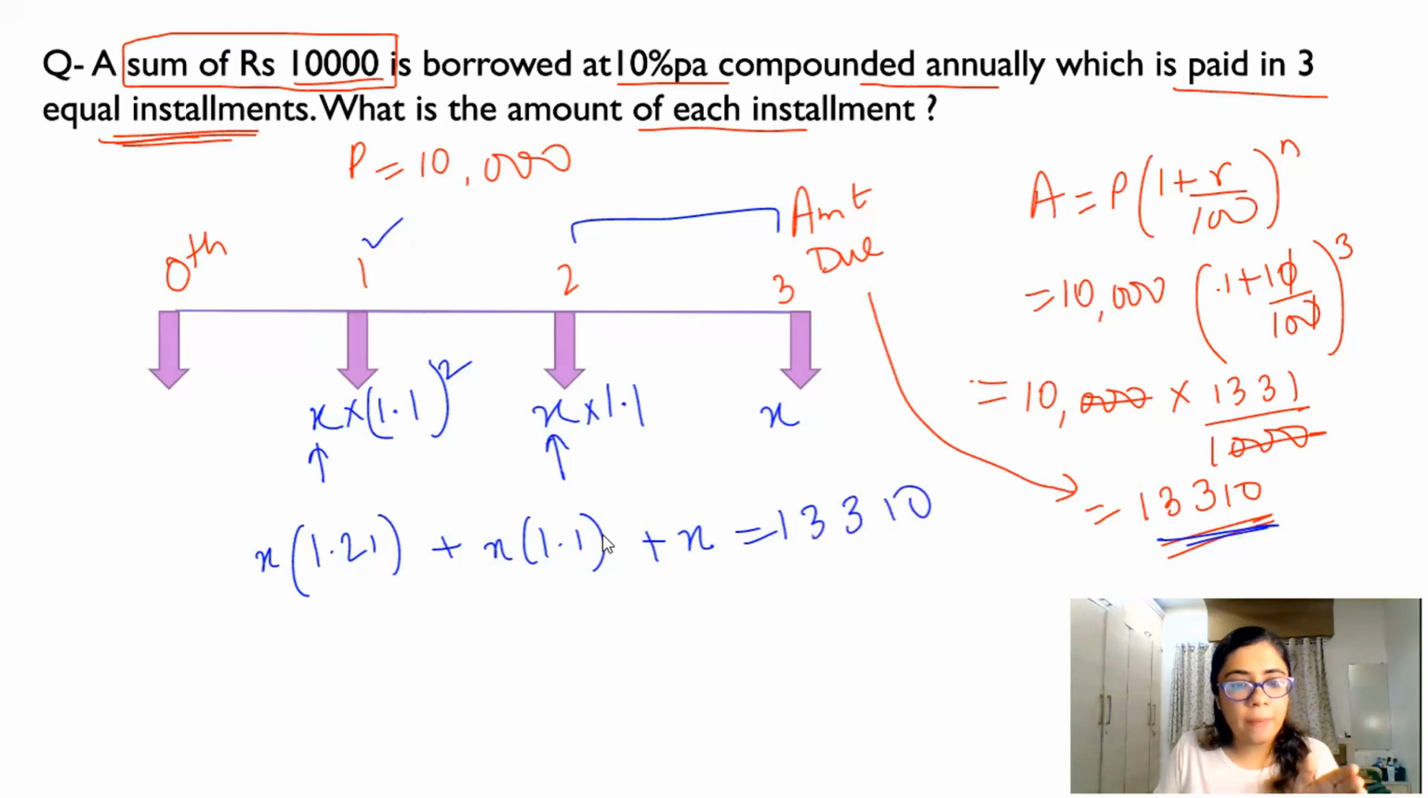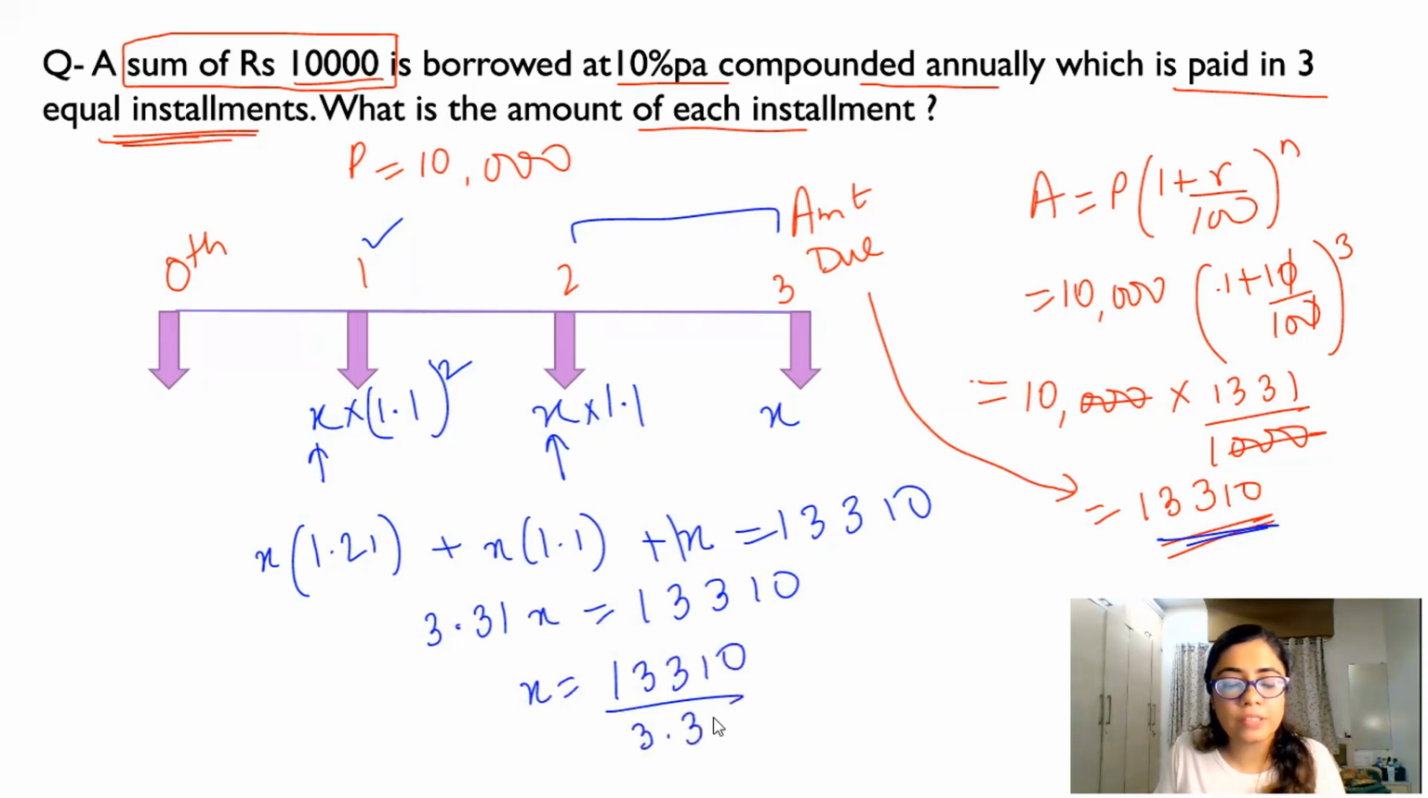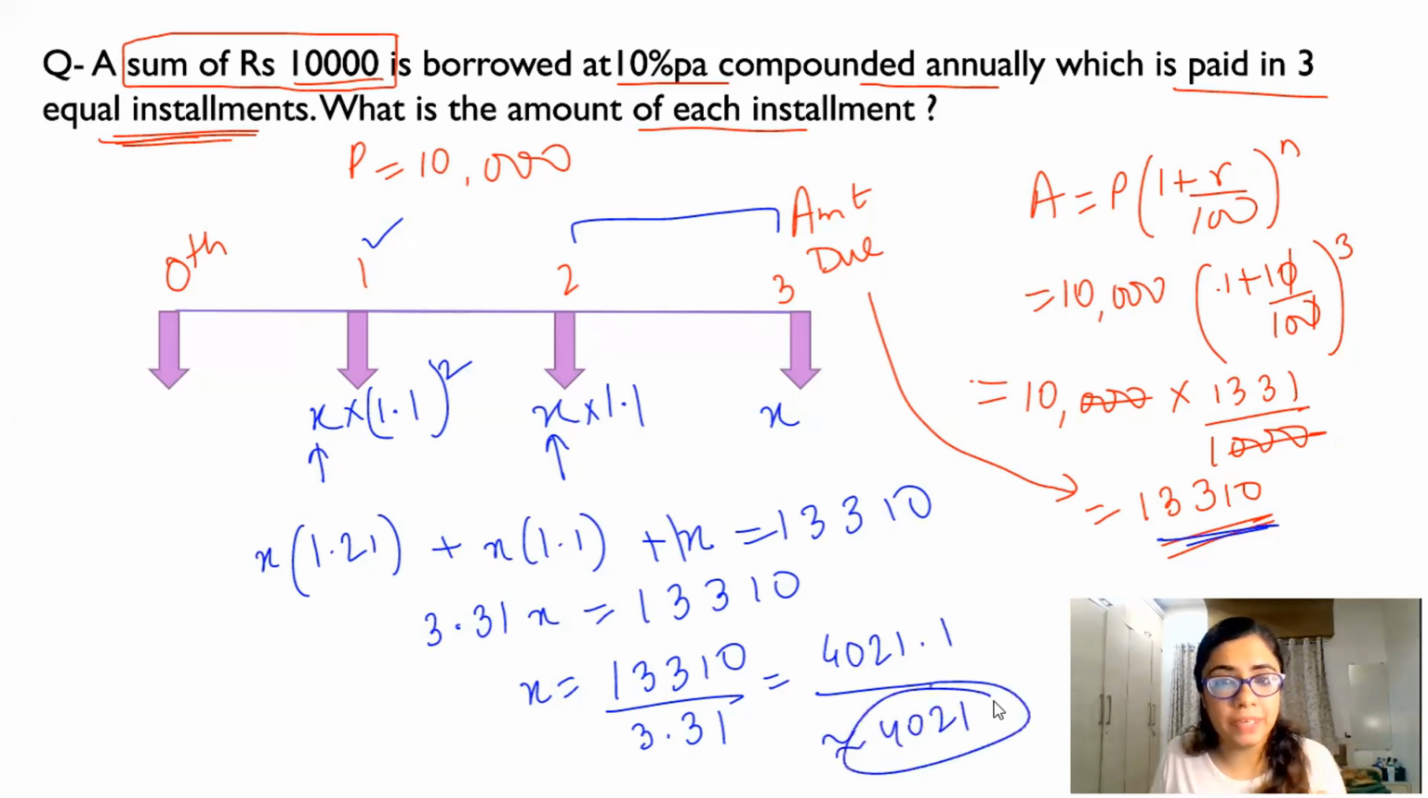Okay, so 1.21 plus 1.1 plus 1. So this will become how much? This will become 3.31x is equal to 13310. Okay, so your x will be 13310 upon 3.31. So this will come out to be 4021 point something, I think 0.1 or something. So you can round it off to 4021. So this is the installment which you are supposed to pay at the end of every year.